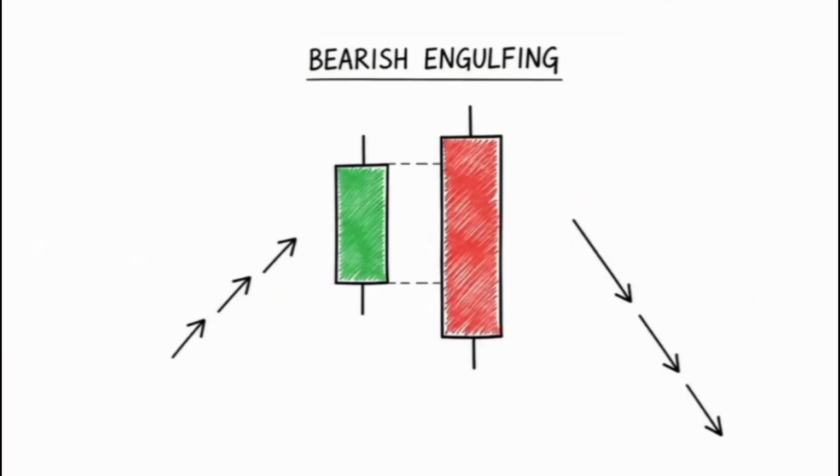Now let's move on to our fourth candlestick pattern, the bearish engulfing. A bearish engulfing is a two-candle pattern. The first candle is bullish, followed by a large bearish candle that completely engulfs the body of the previous bullish candle.